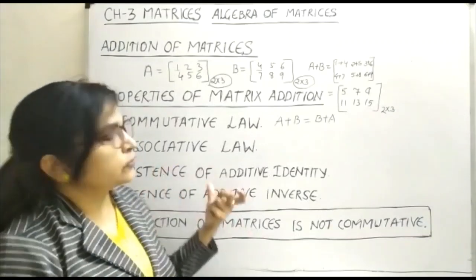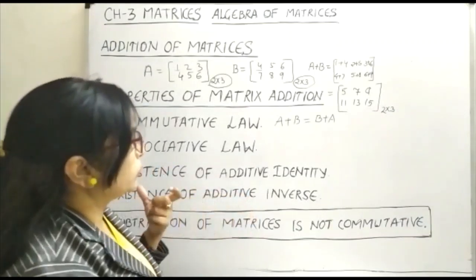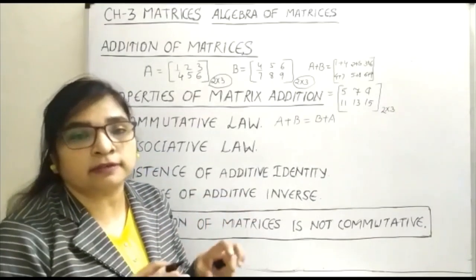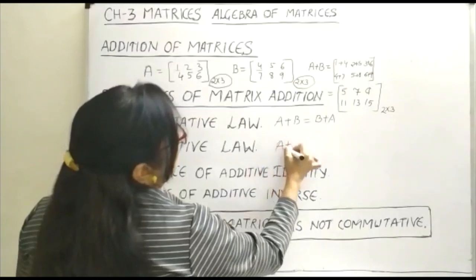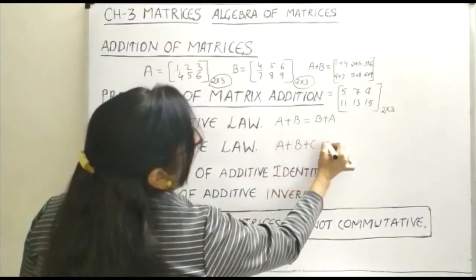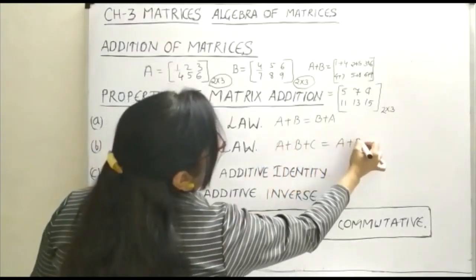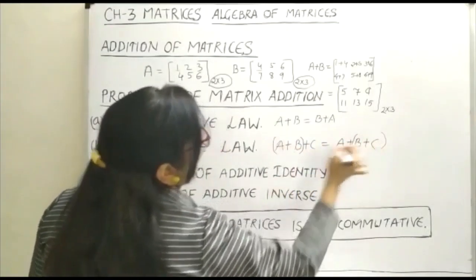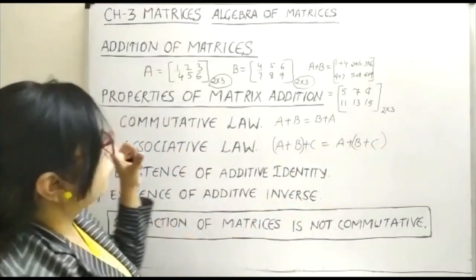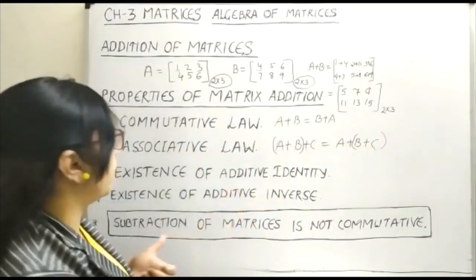Now in case of the associative law, we have to do the same thing. Here we will be considering 3 matrices of the same order. So you can see here (A plus B) plus C is equal to A plus (B plus C). You can change the grouping. This is how the associative property of matrix addition holds.